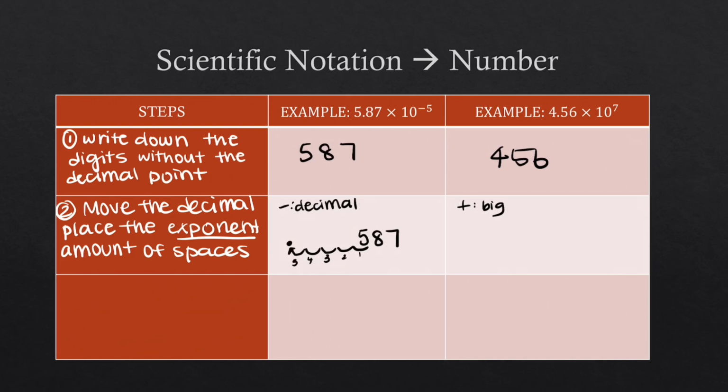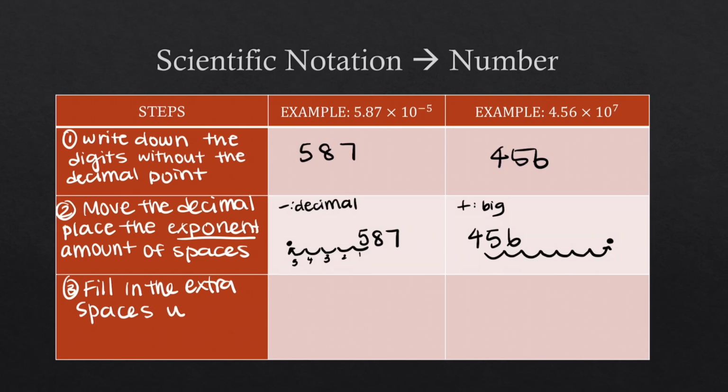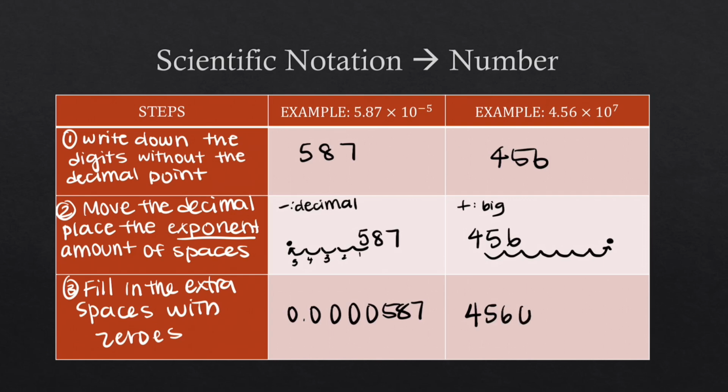Then step 3 is to fill in the extra spaces with zeros. And we end up where we were before. We'd have 0.0000587 and 45,600,000. Just a reminder, if it is a decimal, your exponent should be negative. If it's a large number, your exponent should be positive.